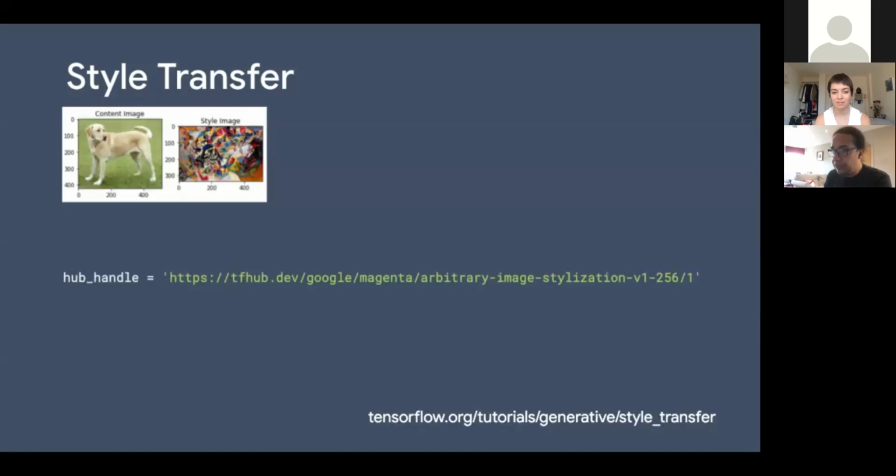So here we have the arbitrary image stylization model from the Magenta team on TensorFlow Hub. This link is very interesting. If you copy this link right now and paste it in a browser, you are going to be directed to the documentation of this model. Right now, you can see all the documentation of it. If you use this as a handle for Hub, it will find this model and download it for you, and then you can use it.